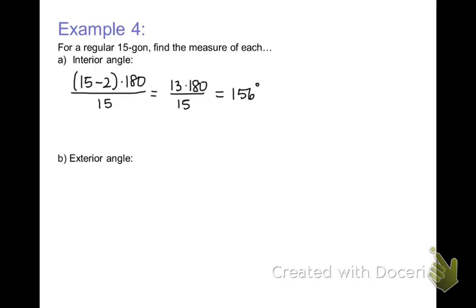How about for the exterior angle? How am I going to determine what one exterior angle is? What do you know all exterior angles add up to? And then to find one of them in a 15-gon, I would divide by 15, right? And so what do you guys get? 24 degrees. Any questions on that? Okay?